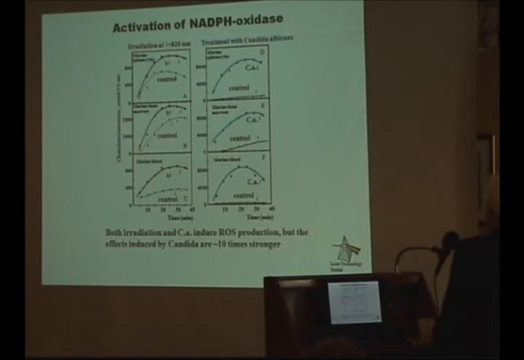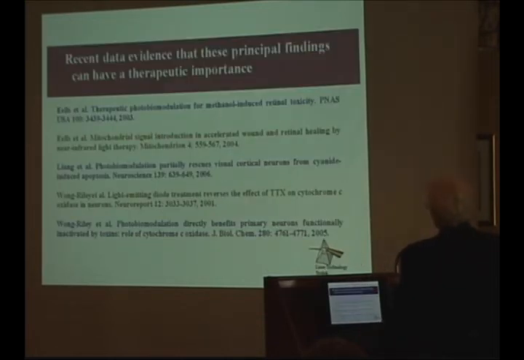This is just one example about this specialized oxidase in the cellular membrane. You see, in all those murine splenocytes and bone marrow, you are able to get activation as well. Aha, and now we are here.